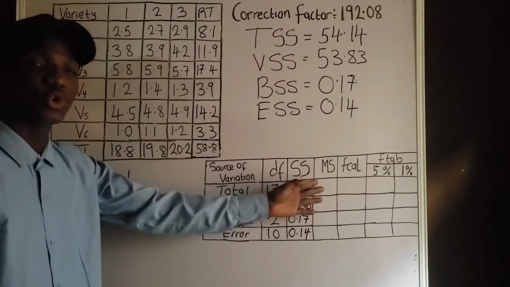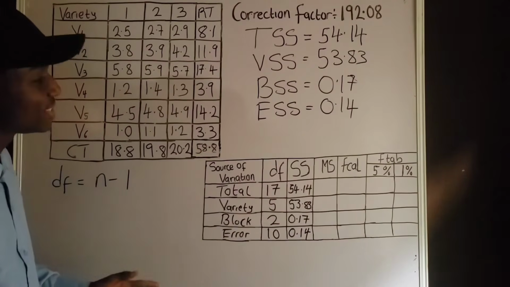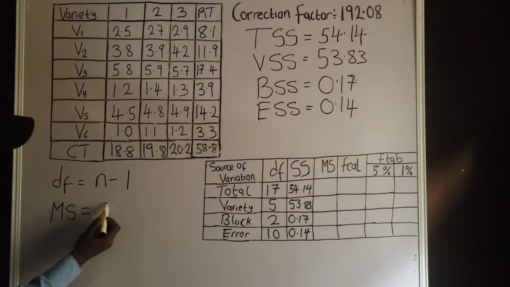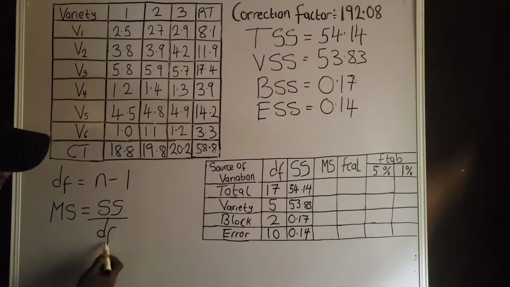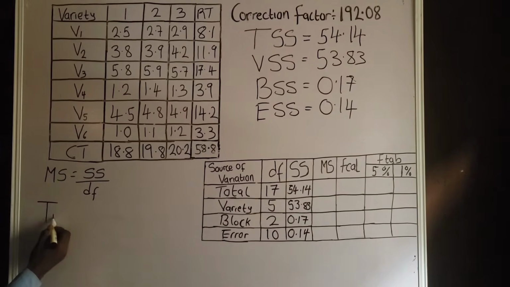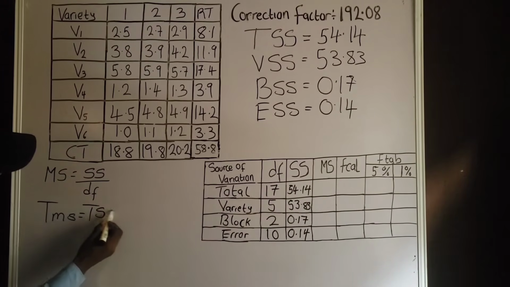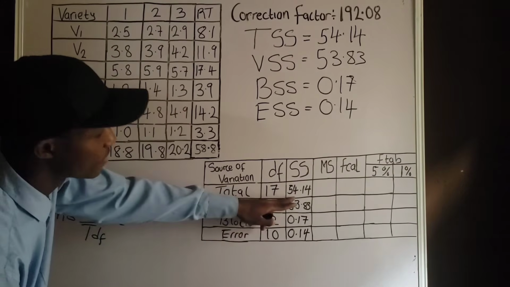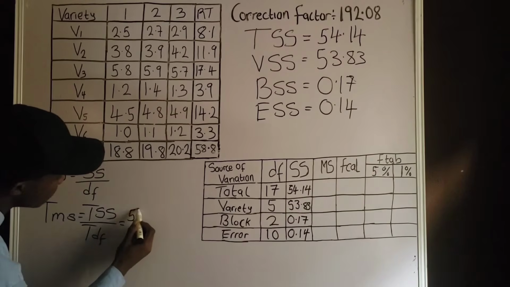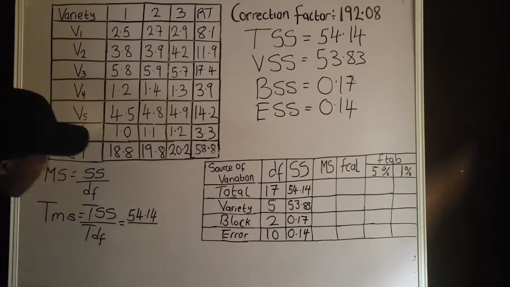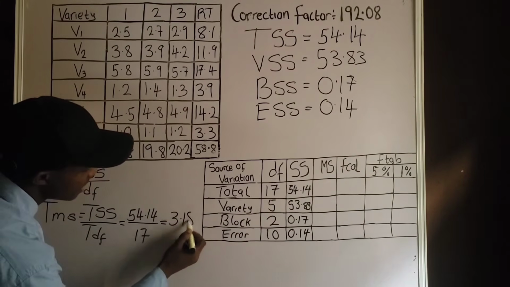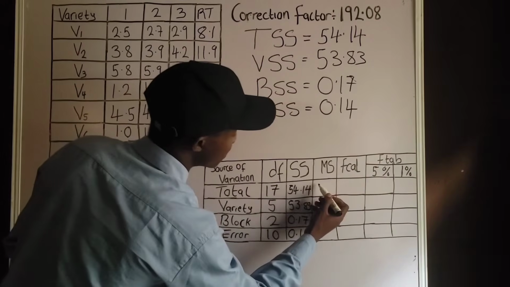Now let us proceed to the column of mean squared. How do we get the mean square for total? Don't forget that mean square is given by this formula. Mean squared, let me represent it as MS, is equal to the sum of squared all over the degree of freedom. Total mean squared is equal to the total sum of squared all over the total degree of freedom. Don't forget that the total sum of squared is 54.14. So I'm going to have 54.14 all over the total degree of freedom, which is 17, is 3.18.